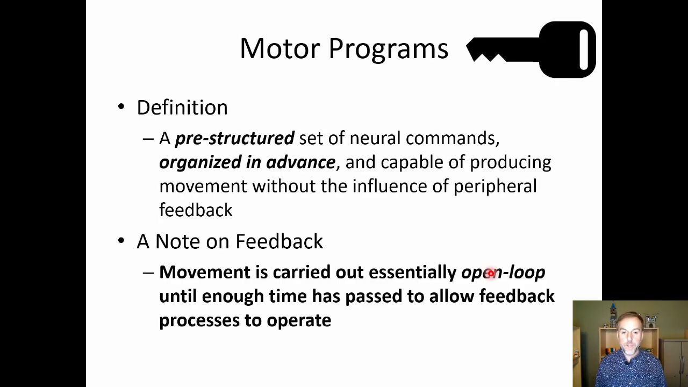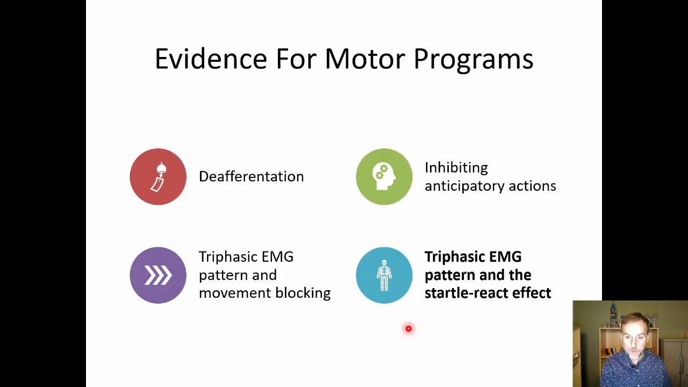So this experiment really gets to the second part, the kind of note on the definition. Remember, we said that the movement is carried out essentially open loop until enough time has passed to allow feedback processes to operate. And we now know that enough time is typically 100 milliseconds. And that's right where we saw the transition from open loop to closed loop control in this task. One last example, and the good news is it also relies on triphasic EMG, which we already know about.